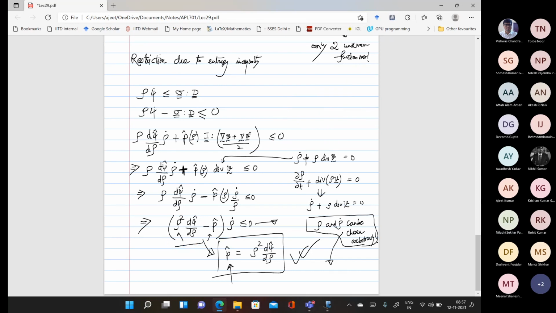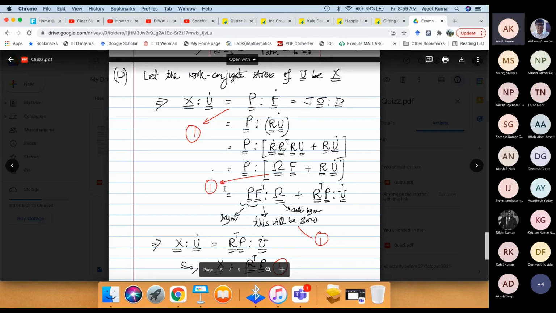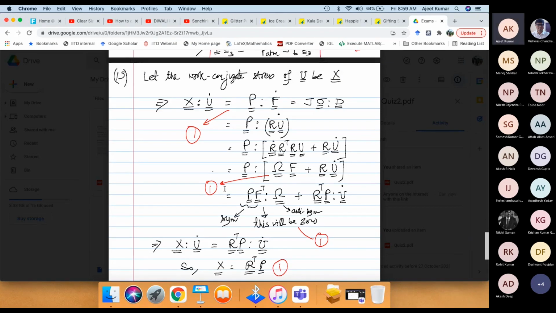In the quiz 2 solution, that last question, question number 15, there is one operation where I had some doubt. Are you able to see it now? Yes, sir. Okay.